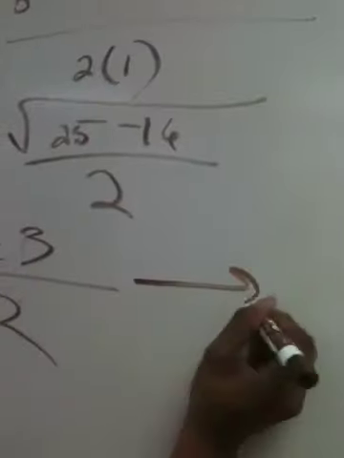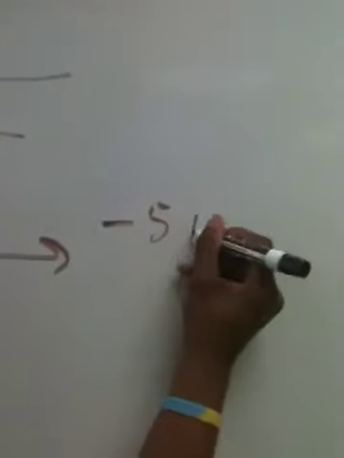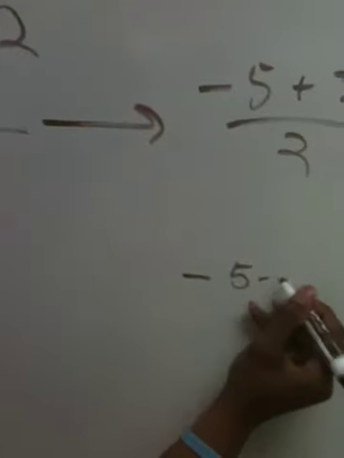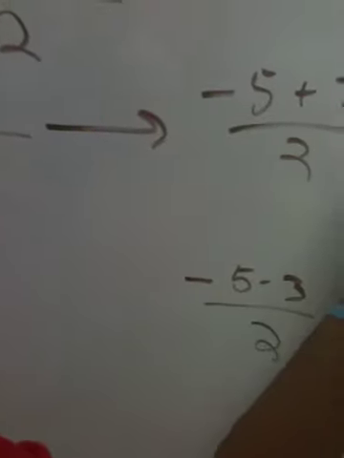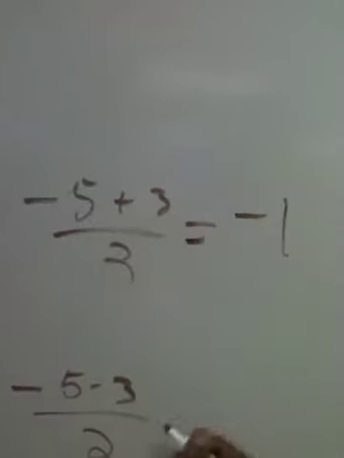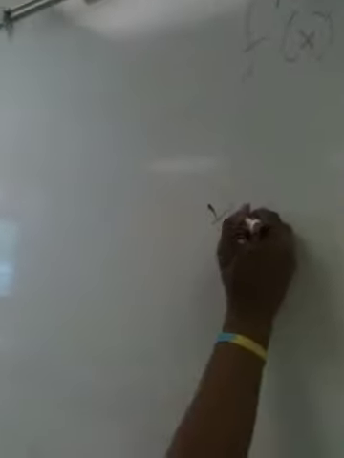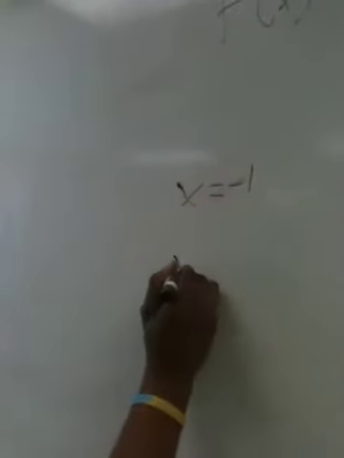When we work it out, the first one becomes negative 5 plus 3 over 2, and the second one is negative 5 minus 3 over 2. The first one gives us negative 1, and the second answer gives us negative 4. Then we bring it back over here, and so our answers are x equals negative 1 and x equals negative 4.